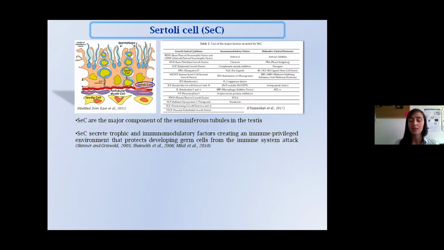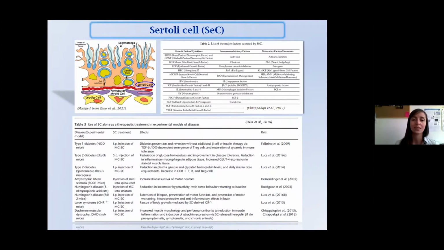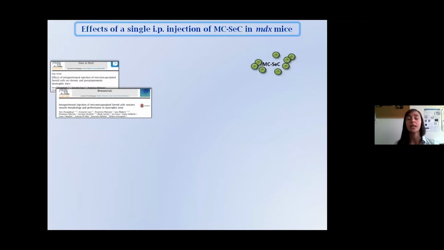So, during the years, free or macroencapsulated Sertoli cells have been tested in several experimental animal models of different diseases, such as type 1 or 2 diabetes, Huntington disease, Laron syndrome. In our laboratory, thanks to a collaboration with the group of Professor Giovanni Luca and Riccardo Calafiore, Sertoli cells have been isolated from prepubertal pig testes and macroencapsulated in barium alginate microcapsules.